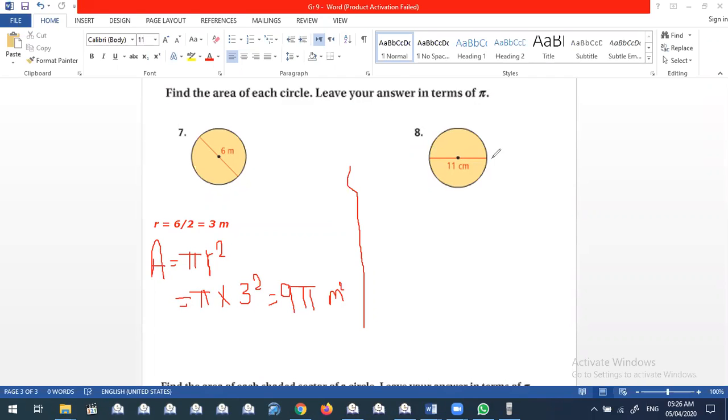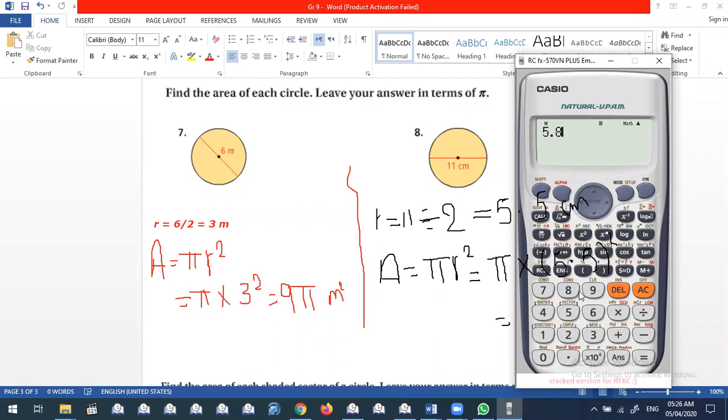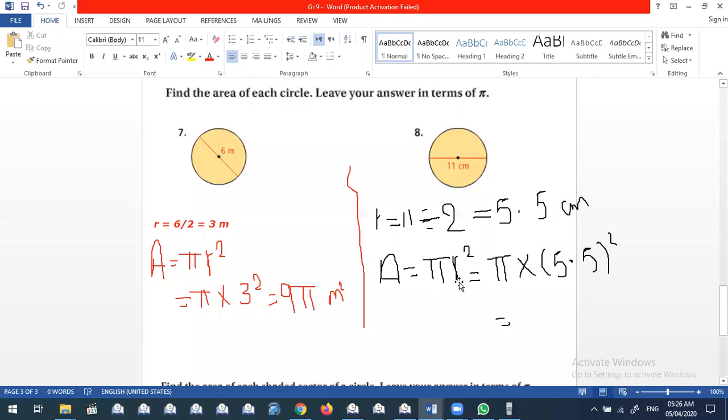Here we have also the diameter. So to find the radius, make the diameter divided by 2 first. 11 divided by 2 is 5.5 centimeters. Now to find the area of the circle, the rule is pi r squared. It will be pi times 5.5 to the power of 2. Let's find 5.5 to the power of 2. 5.5 to the power of 2 equals, changing into decimal, 30.25. So the answer is 30.25 and beside it pi, centimeters squared.